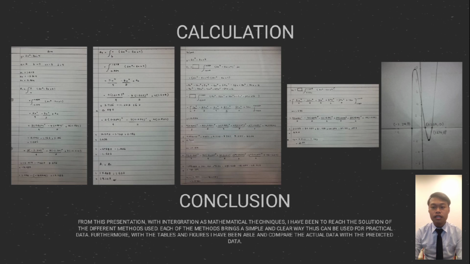So I also want to continue the calculation, which is about the graph. So what we see is that this graph has 3 intersection points on the x-axis, which are negative 2.214, 0.539 and 1.675. So next is the conclusion.